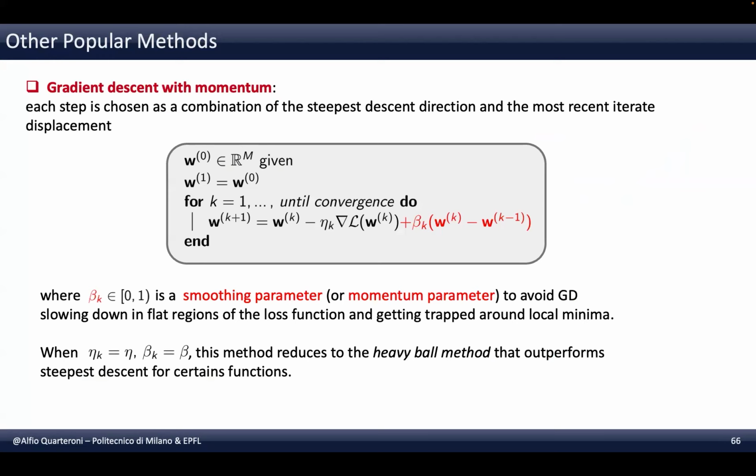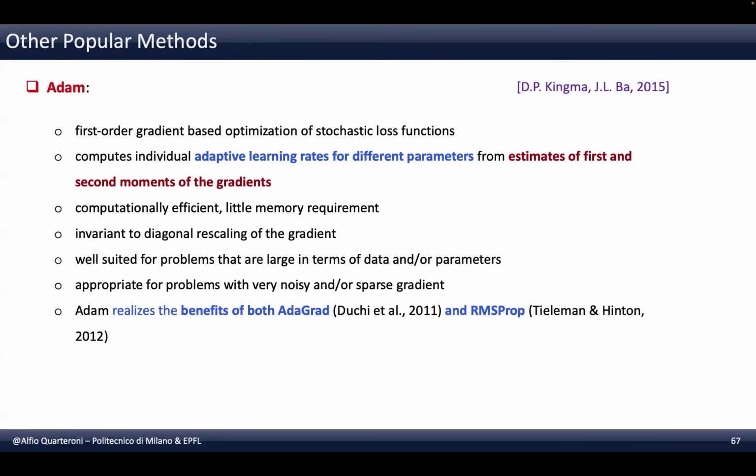The alternative is to go to gradient descent with momentum. Each step is chosen as a combination of the steepest descent direction and the most recent iterative displacement. So you are just modifying the gradient method by adding this term here, which accounts for the last increment, again with a constant that you have to measure. This is called the momentum parameter, and this is an improvement with respect to the previous situation.